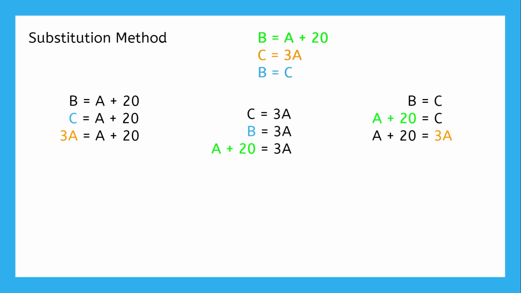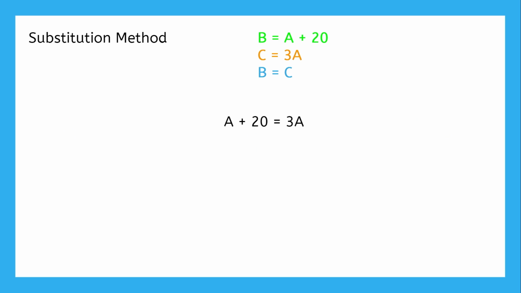The point here is, it doesn't matter how we go about using the substitution method, because we always end up at the same place. A plus 20 equals 3A. And when we solve that, we get that Abby is 10 years old.